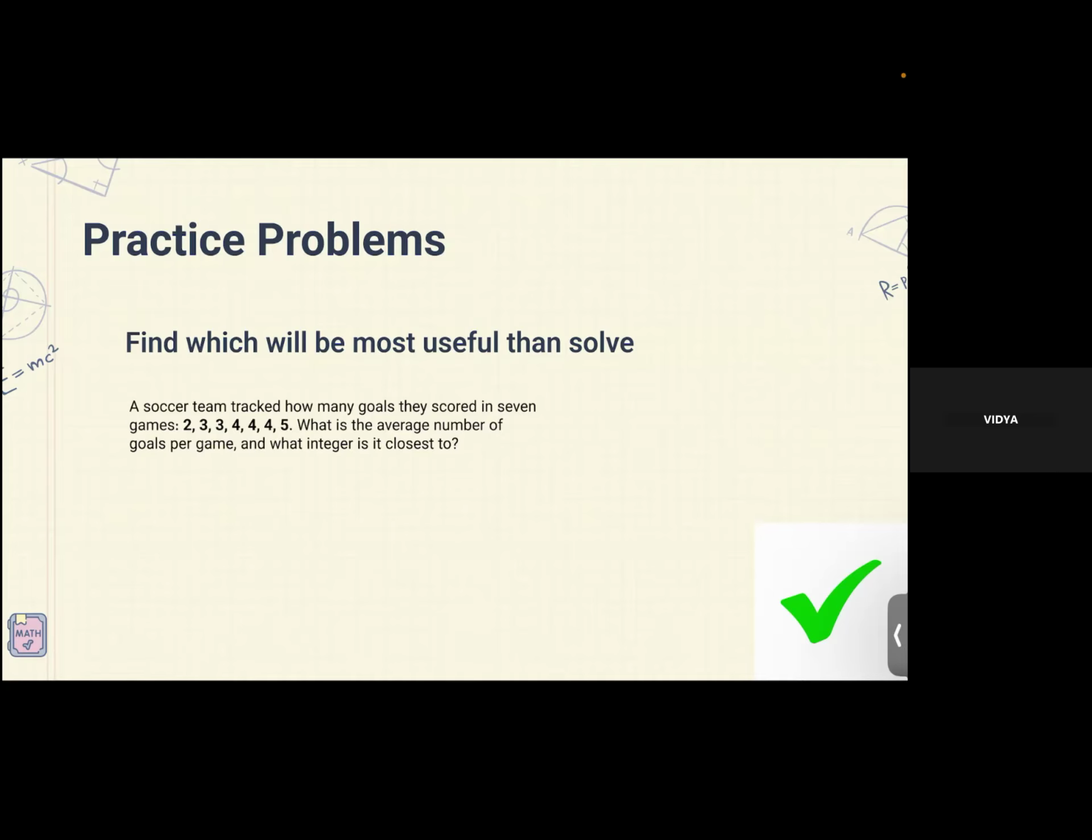Sir, we don't understand. Okay. So you are given the numbers 2, 3, 3, 4, 4, 5, right? So add all the numbers up and then divide by how many numbers there are. And then tell me what whole number it is closest to. So that is the average, that is the mean, and that is how to use it in real world scenarios. So just try to do this and then I will show the explanation.